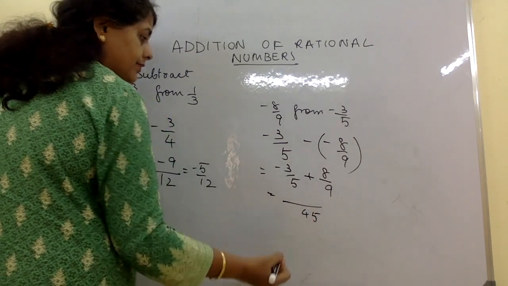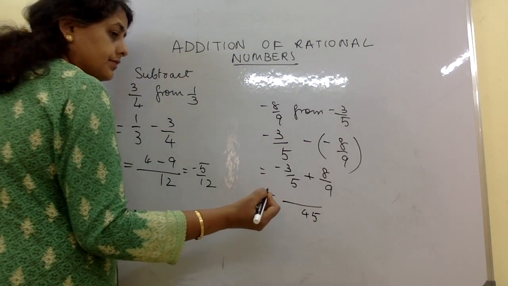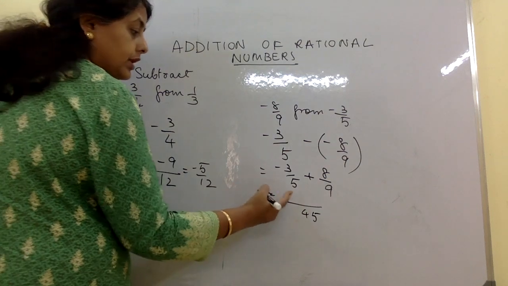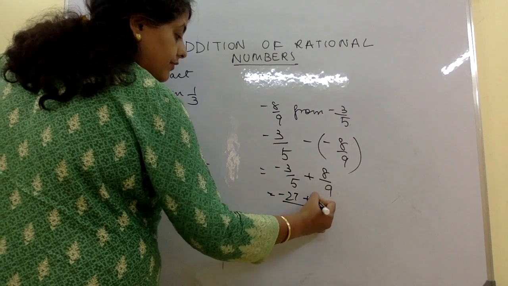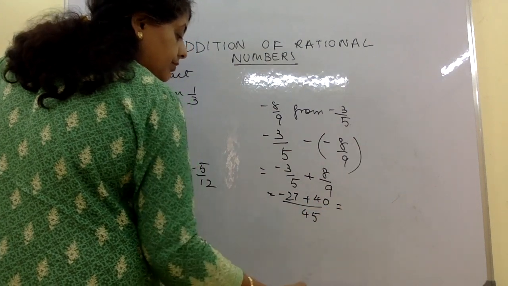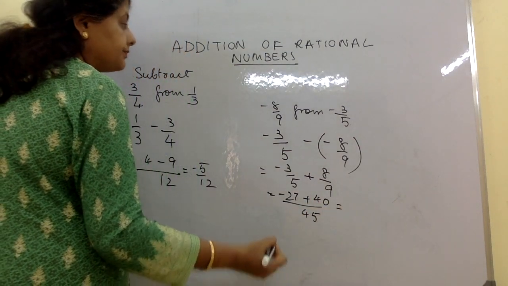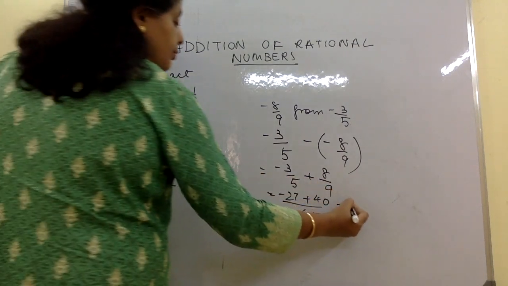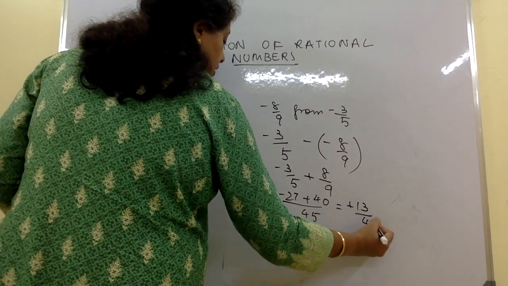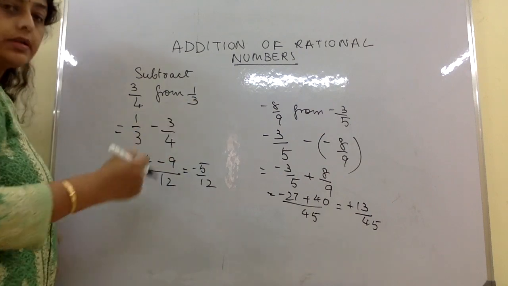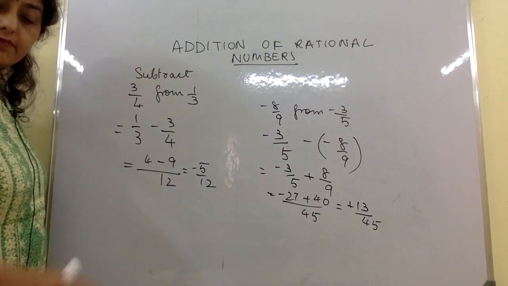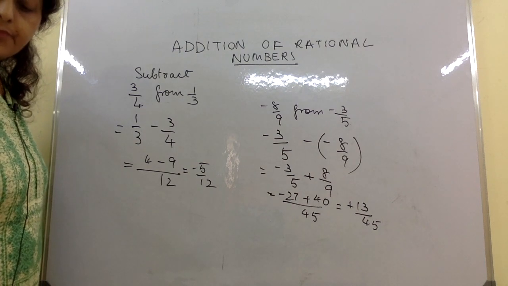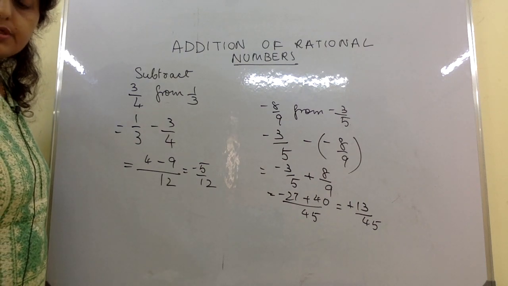LCM is 45. Okay, this is 9 minus 27 plus, this is 5, 40. How much is 40 minus 27? Okay. So it is plus 13 by 45. So that is my answer. Okay, so plus 13 by 45 is my answer. So that is how you subtract.